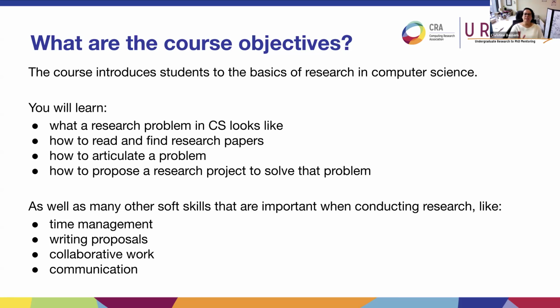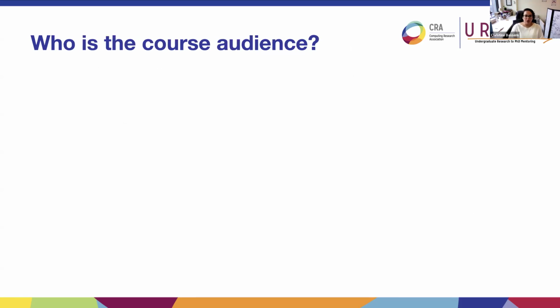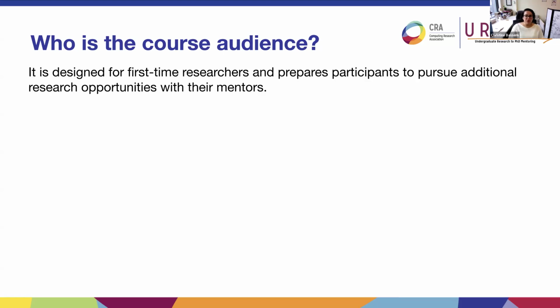All right. So these are a snippet of the course objectives and a summary of the course objectives as mentioned by the course designers. Now, who is the audience for this? Just a reminder, this is really designed for first-time researchers, so undergrads. It prepares participants to pursue additional research opportunities with their mentors.